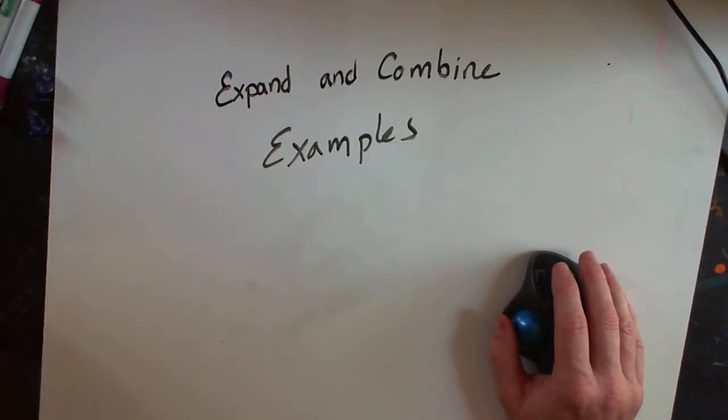Alright, so at this point you should have watched the other two videos that go over how the different rules of logarithms work and compare to the different rules of exponents. We are going to look at some examples now of how to use the expansion and combination principles that we've talked about.